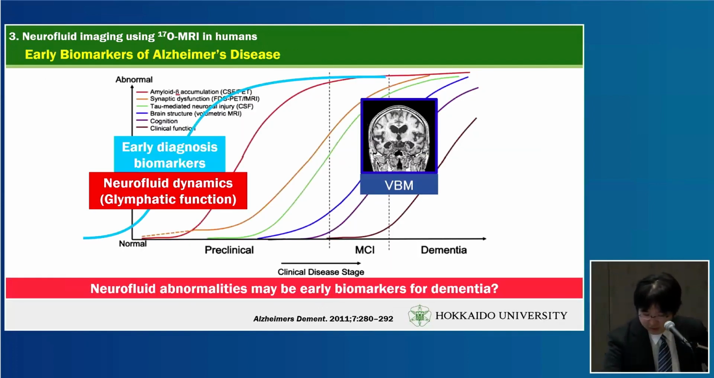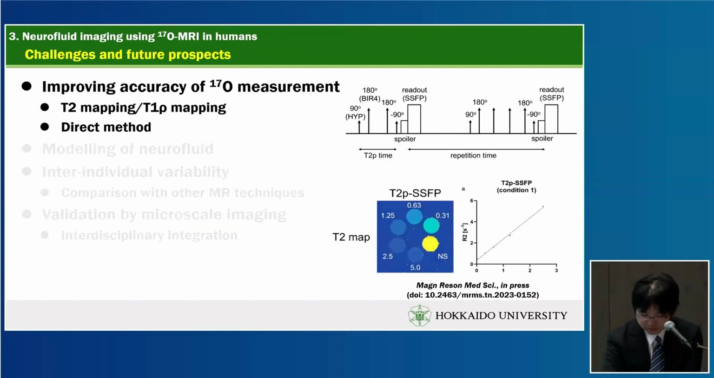Abnormalities in neurofluid dynamics, which is thought to be the brain's clearance system, may occur before morphological changes in the brain. So the O17 intrathecal technique may be an effective biomarker for early detection of Alzheimer's disease. Finally, I'd like to discuss the challenges and the future prospects.